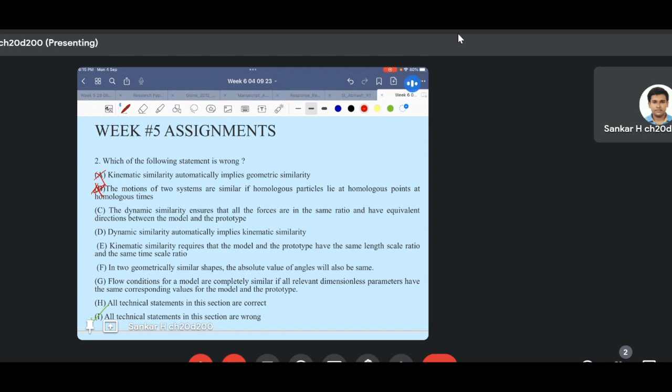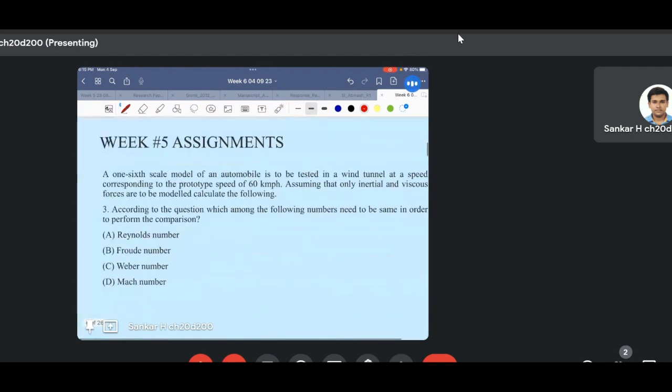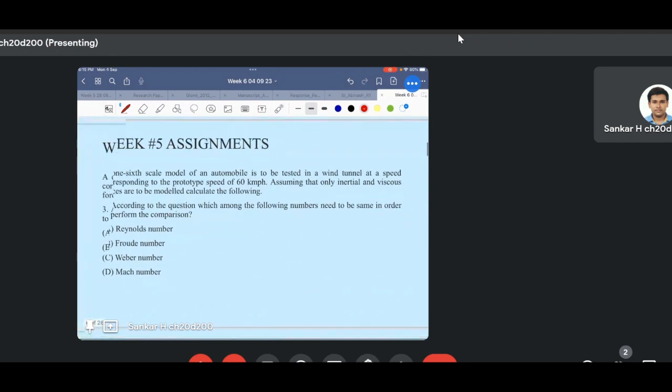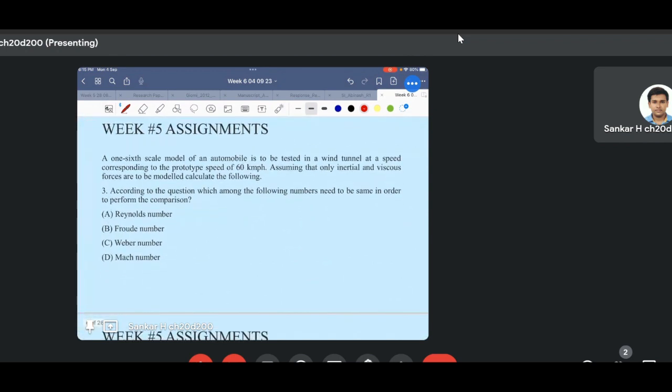Okay, let's move on to question 3. A 1/6 scale model of an automobile is to be tested in a wind tunnel at a speed corresponding to the prototype speed of 60 km per hour. Assuming that only inertial and viscous forces are to be modeled, calculate the following.